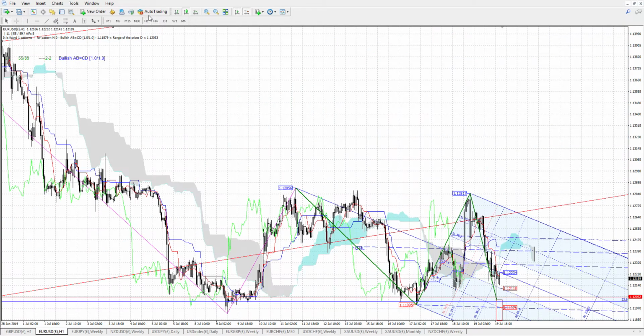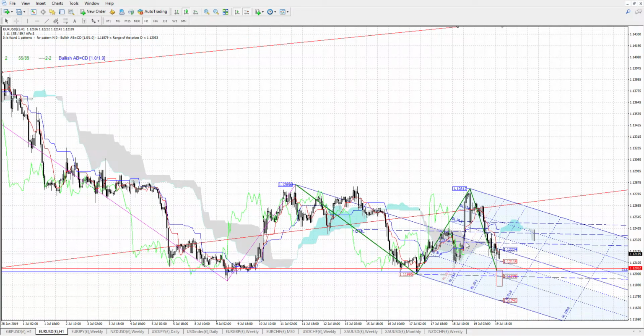H1, descending pitchfork with a bullish ABCD. Below Kumo, below the median pitchfork at 112.23, 111.99 is to hold, and it's paramount on the low time frame that 111.88 needs to hold.